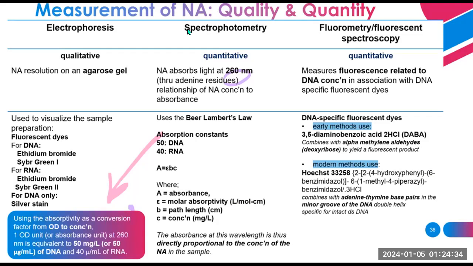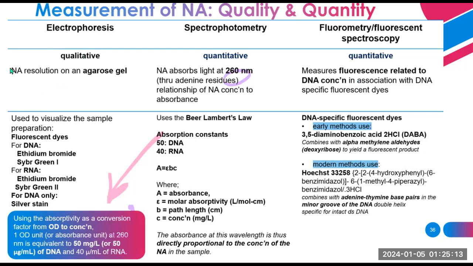So, measurement of nucleic acids, quality and quantity. We can measure nucleic acids using electrophoresis, spectrophotometry, and fluorescence spectroscopy. However, we should remember that electrophoresis is a qualitative approach. It's not quantitative, and this is the one that we can perform in our laboratory, and spectrophotometry too. Please take note that spectrophotometry and fluorescence spectroscopy are both quantitative, so we can really have values for such here.